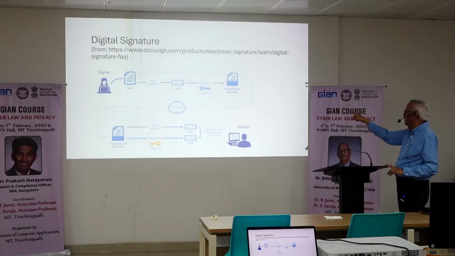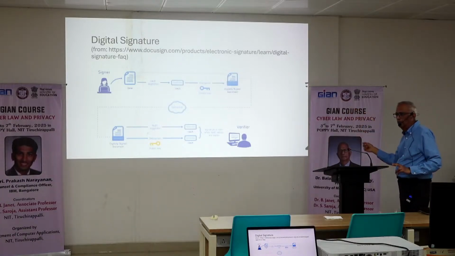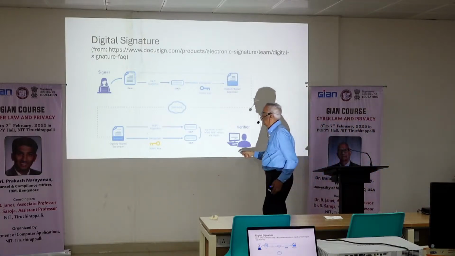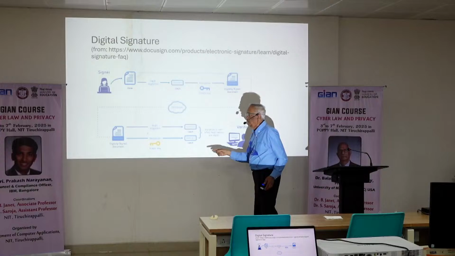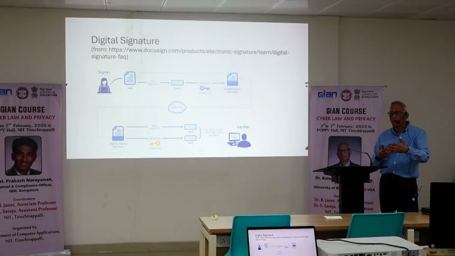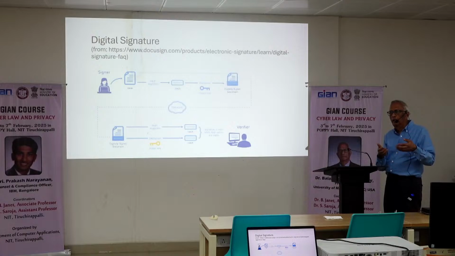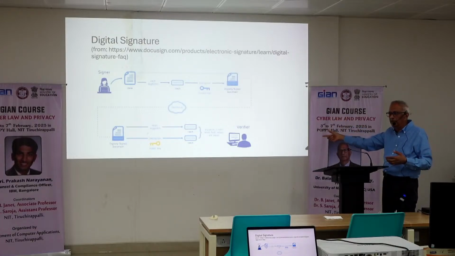So anyway, the signer signs both the document as well as the hash with the private key, encrypts it, and then sends it to the other side. What the other side does, the verifier or receiver side, is decrypt it with the public key. So they have the original document as well as the hash. Then they apply the same hash function on the decrypted document. If their hash is the same as the hash they received, you can be sure it was not altered during transit.